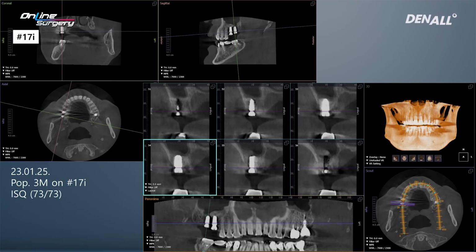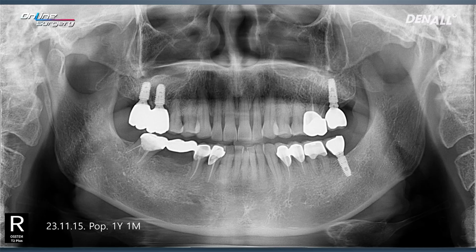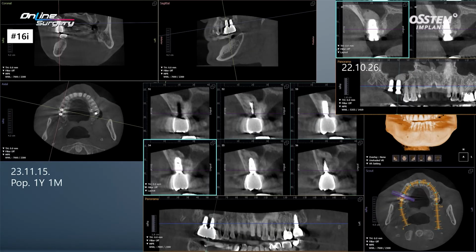This is at final prosthesis. It's been 7 months since socket preservation, and it's 3.5 months after implant placement. This is at 1 year, 1 month of follow-up. CT was taken after 1 year and 1 month.